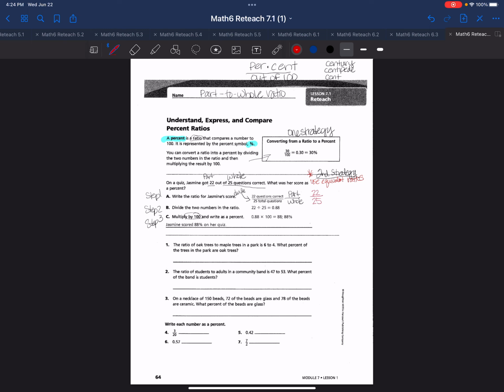So we only need to find out the students. So we start out with our part-whole relationship, our ratio here, and we want students. So students are 47 over 100. And because it's already out of 100, 47 over 100 is out of 100, then we know the students make up 47% of the band.